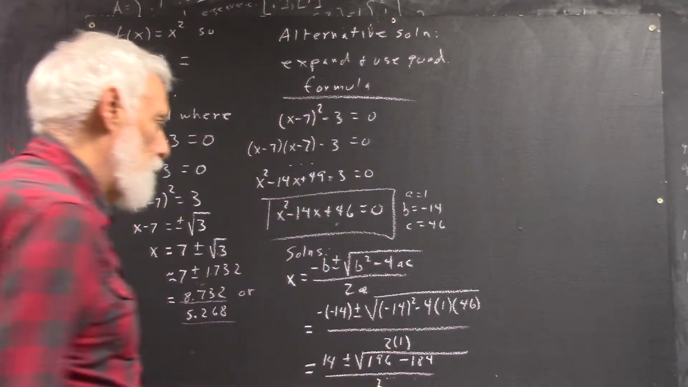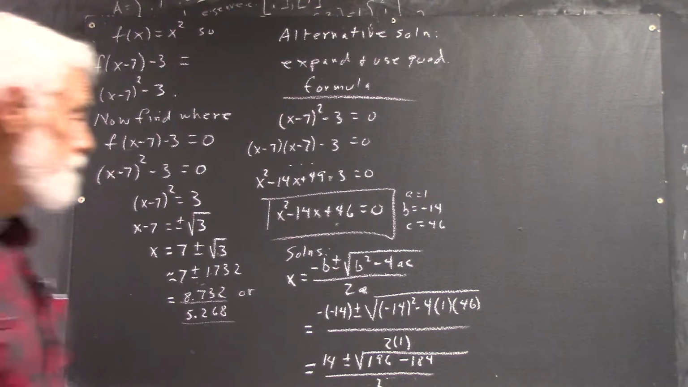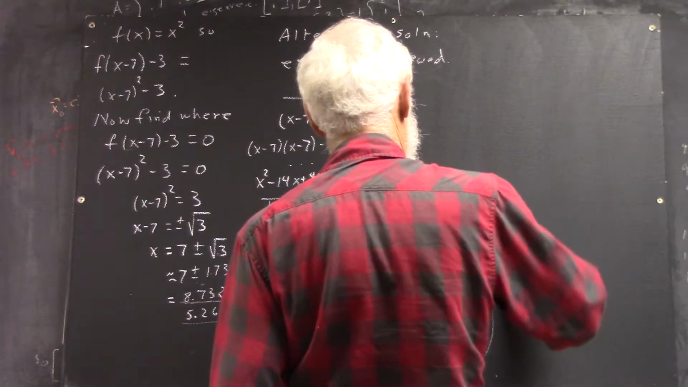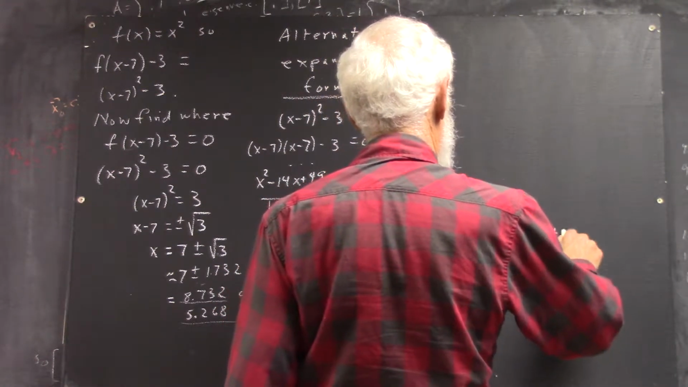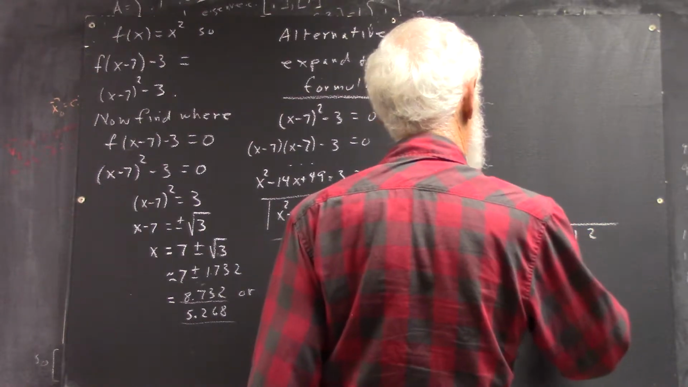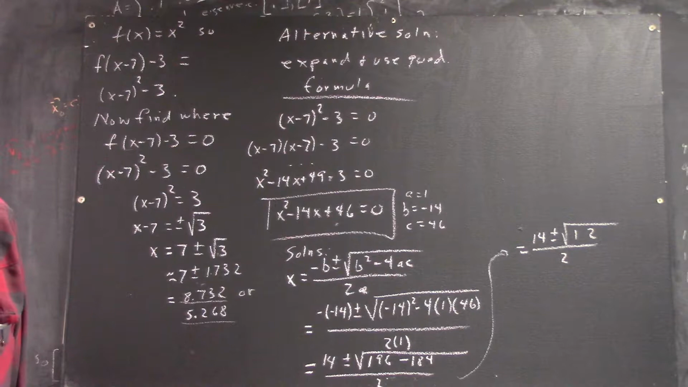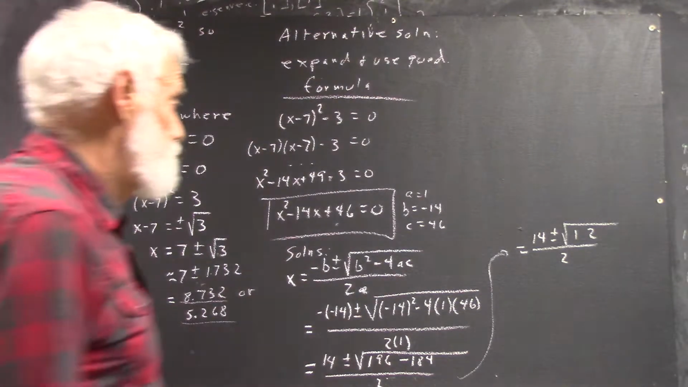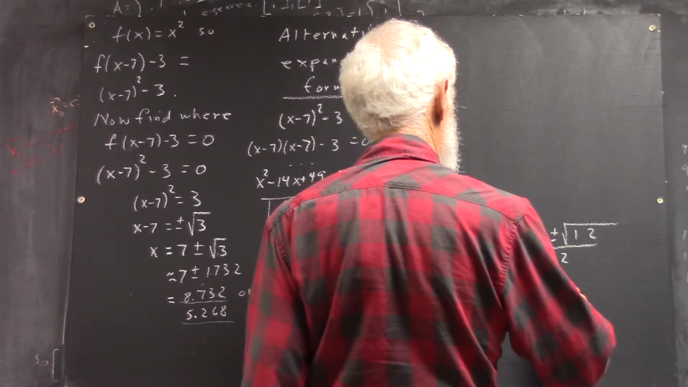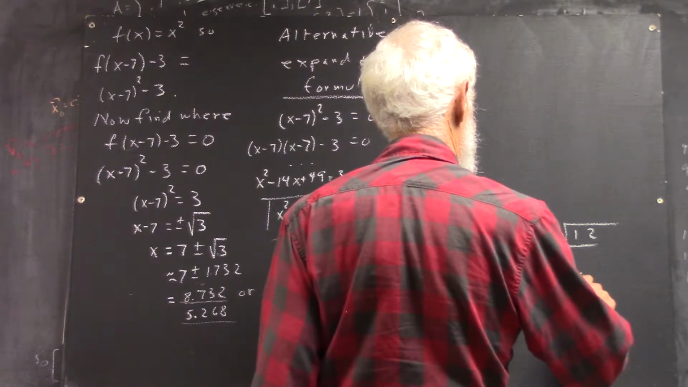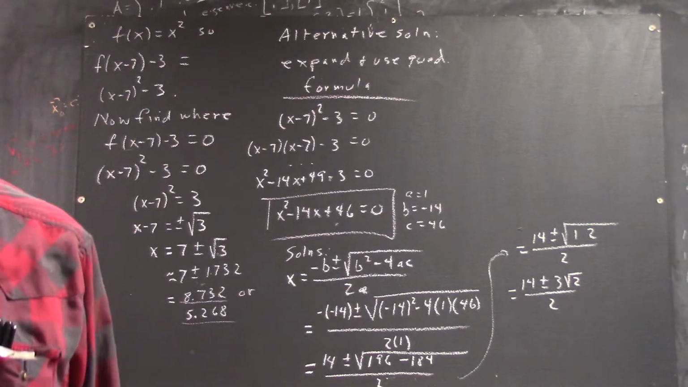And we divide that by 2. Now, that equals 14 plus or minus the square root of 12, all divided by 2, right? And the square root of 12 is 2 times the square root of 3, isn't it?